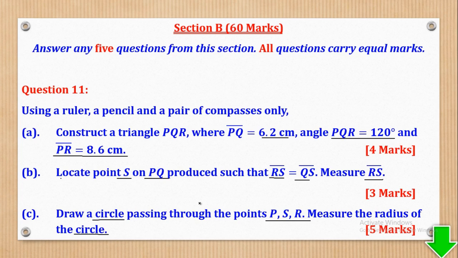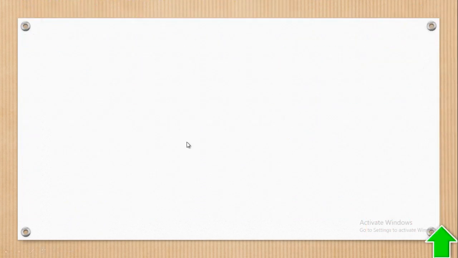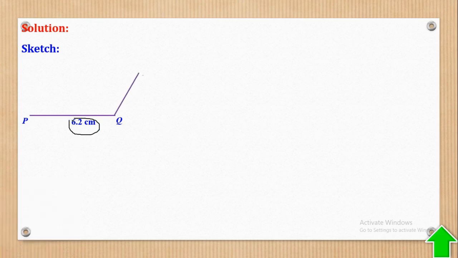So this question is under construction, and in construction, the first thing to do is to make a sketch of what is given. So we have to first make a sketch. First of all, we are given that PQ is 6.2 centimeters, angle PQR is 120 degrees, and PR is 8.6 centimeters. So let's first draw that. So we shall have to come and make a sketch. So PQ is 6.2 centimeters. Then angle PQR was 120 degrees. And length PR is 8.6 centimeters.